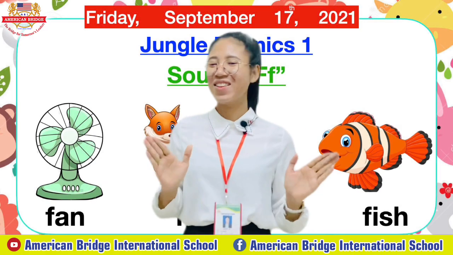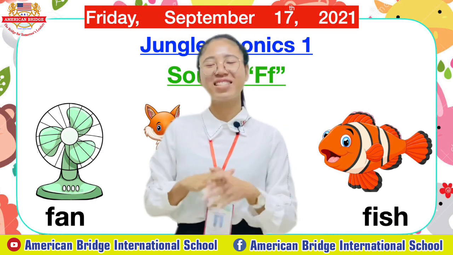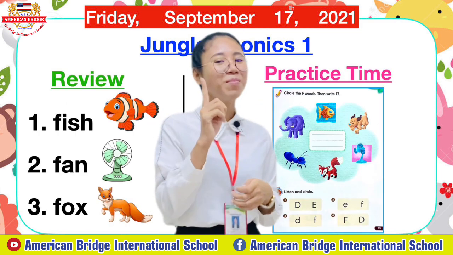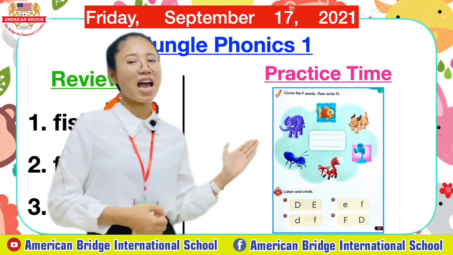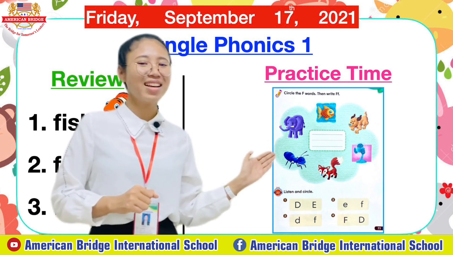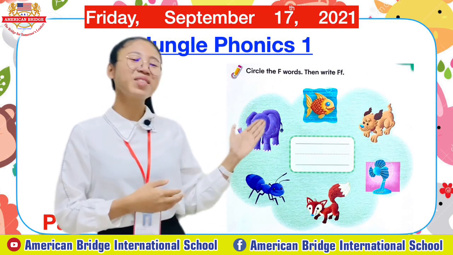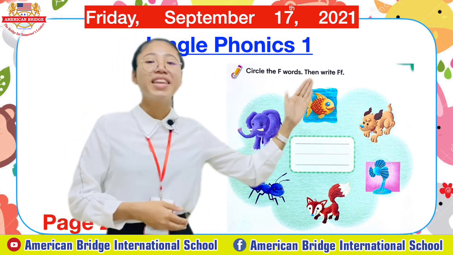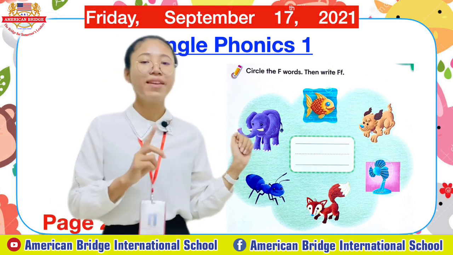Excellent, everyone. How do you feel after listening to our audio track? Okay, very good. Right now, please open your Tango Phonics textbook together on page 23. We're gonna do some exercise on page 23. Are you on page 23 with teacher? Great job. Now let's see the first exercise. Here we need to circle the F words, then write letter F.